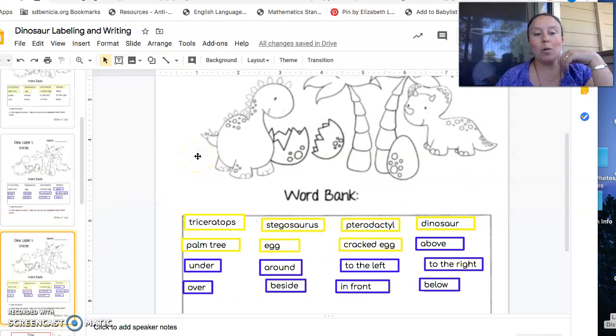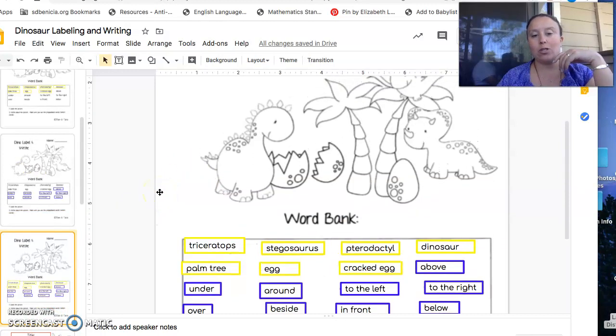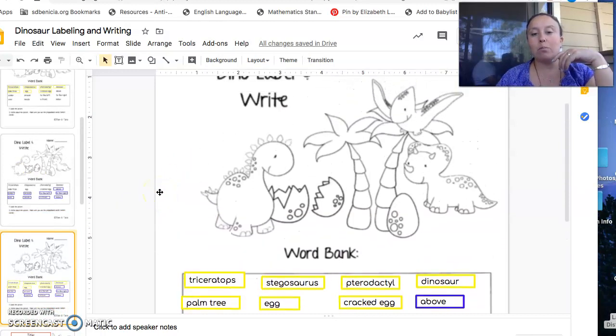Okay, so what we're going to do on this page is all of my words are highlighted, and I'm going to move my words around the page to where I feel they are best labeling what's occurring there, both the prepositions and the terms. So let me give you an example, and then I want you to pause me so that you can do the rest on your own.